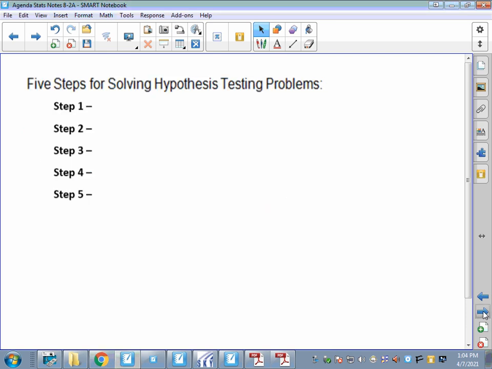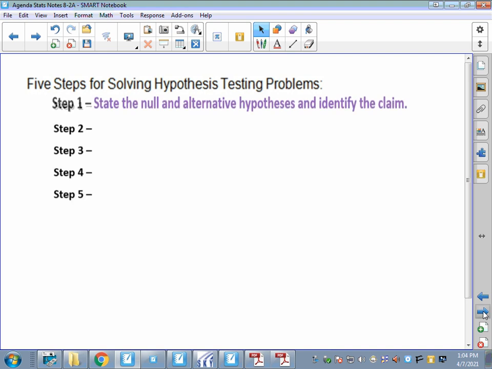So there are 5 steps for hypothesis testing. We have covered 4 of them up till now. Step 1, and I'm going to have you do these in 5 steps, write down step 1: state your H sub 0 and your H sub 1 and identify the claim. We have not done that, but we're just going to have to read and find it. We did this in section 8.1a.